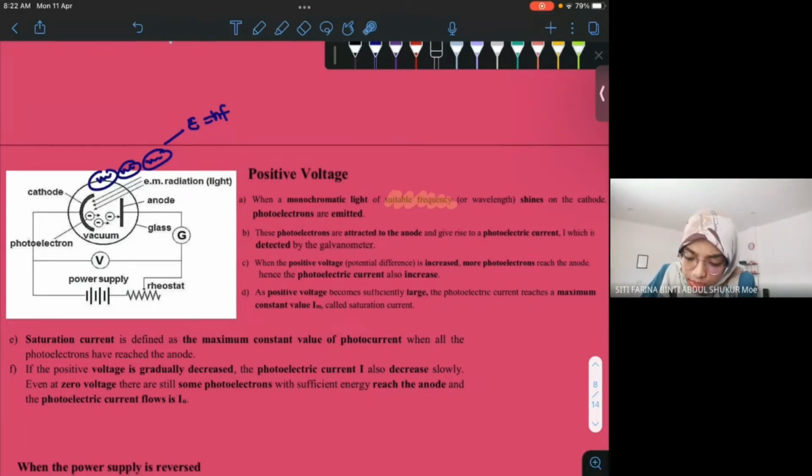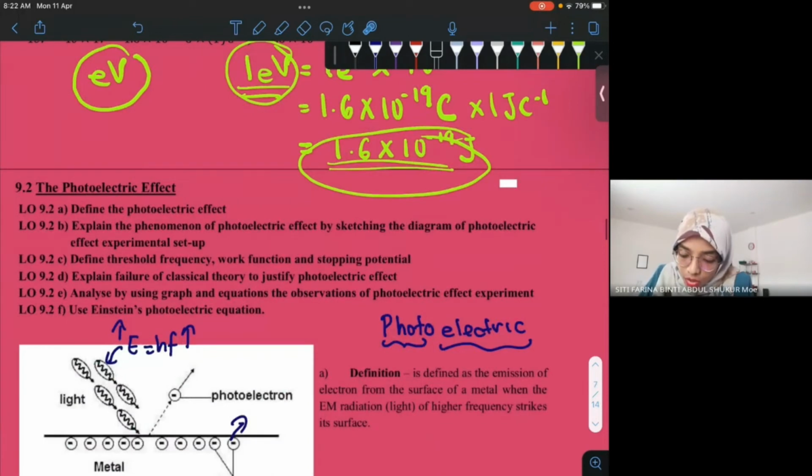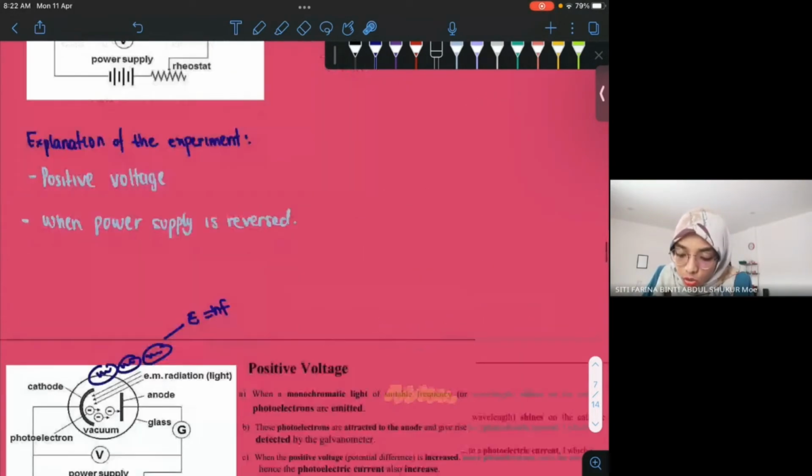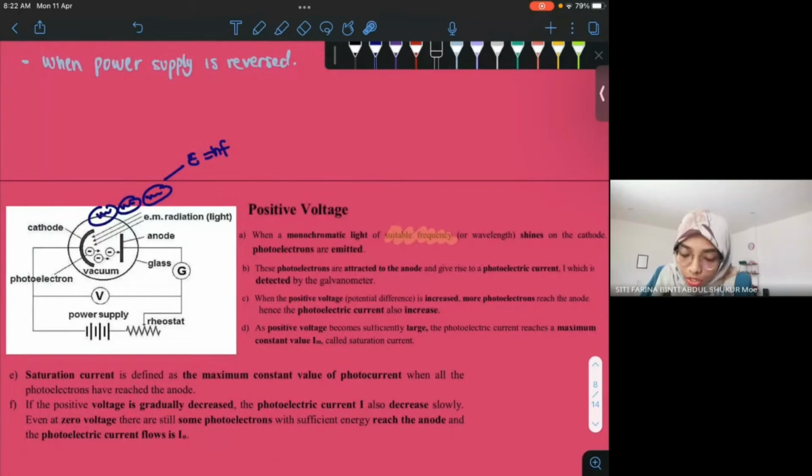So bila dia shine on the cathode, electron on the cathode will be emitted. Okay, ini adalah definition of photoelectric tadi tu, iaitu emission of electron tadi. So when you emit the electron, electron ini keluar daripada surface of the cathode disebabkan oleh cahaya. So the electron yang keluar ini kita panggil dia photoelectron. Electron that is emitted due to the light.